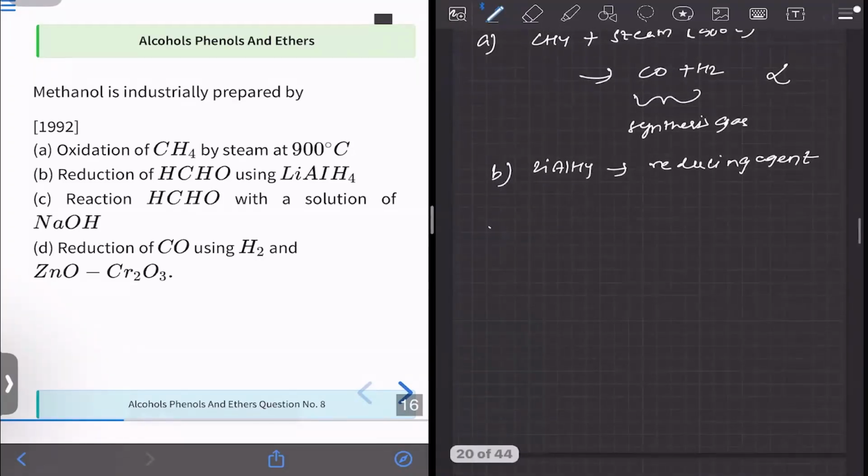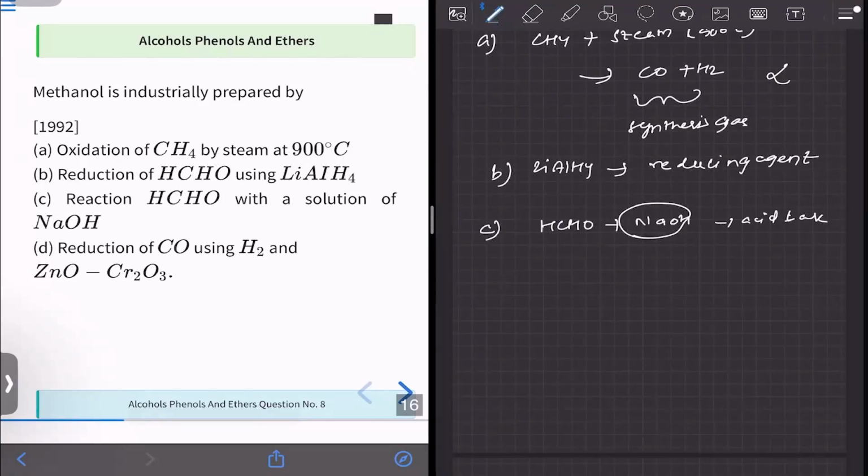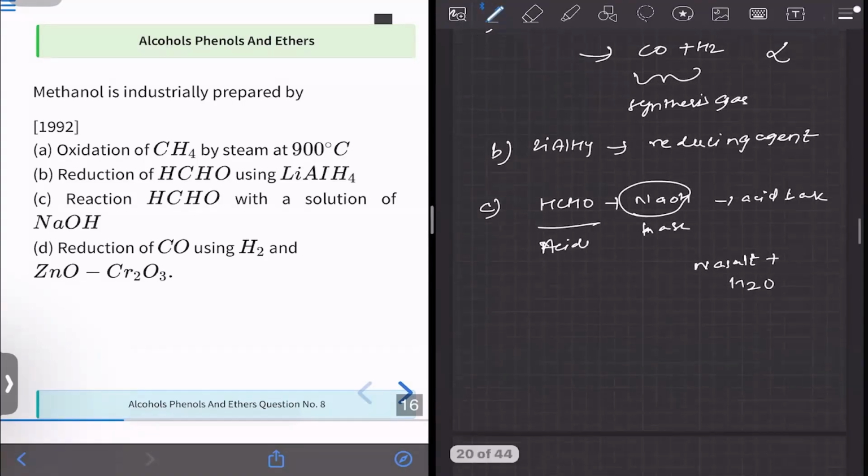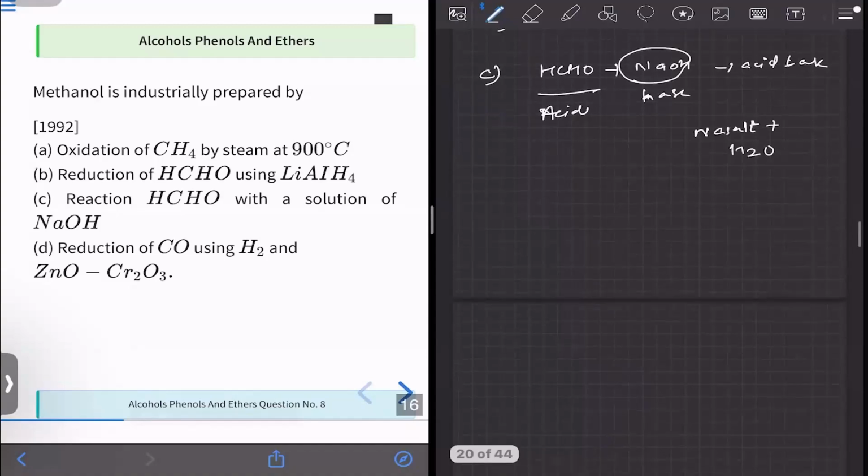And option C, whenever formaldehyde reacts with NaOH, it is an acid-base reaction where NaOH acts as a base and HCHO, formaldehyde, acts as an acid, which produces a sodium salt and releases water. So option C is also wrong.